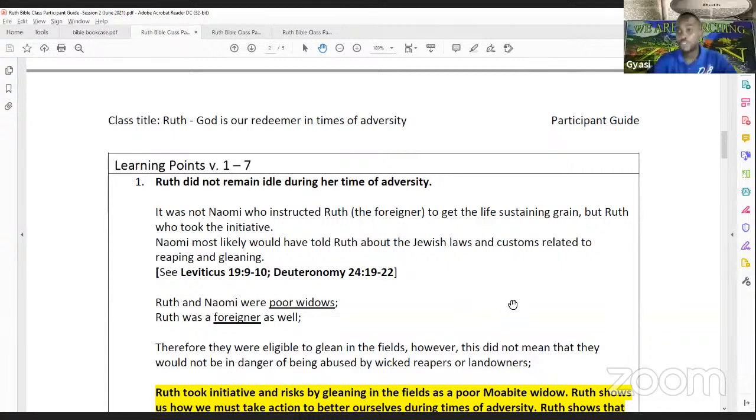And thank you very much for sharing, Sister Debbie. I totally agree with you that even though the provisions were there for those who are vulnerable in society to receive that form of charity, it still requires that initiative, that going out there, that working.